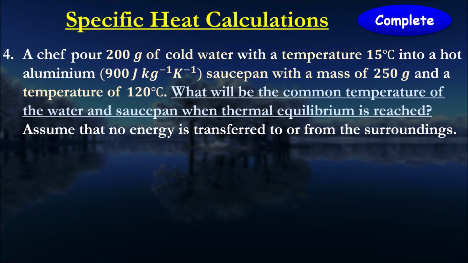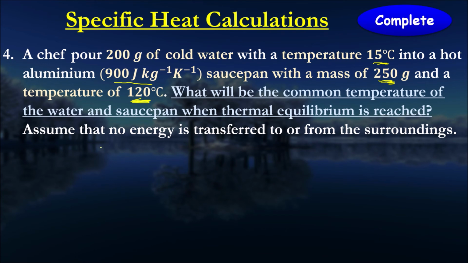The final question we're going to look at is a particular chef using 200 grams of cold water with a temperature of 15 degrees, puts it into an aluminium saucepan of about this, and then it rises to this temperature of 120. What will be the common temperature of the water and saucepan when thermal equilibrium has been reached? Now remember, when we reach equilibrium, the temperature of the two objects will be equal to each other.